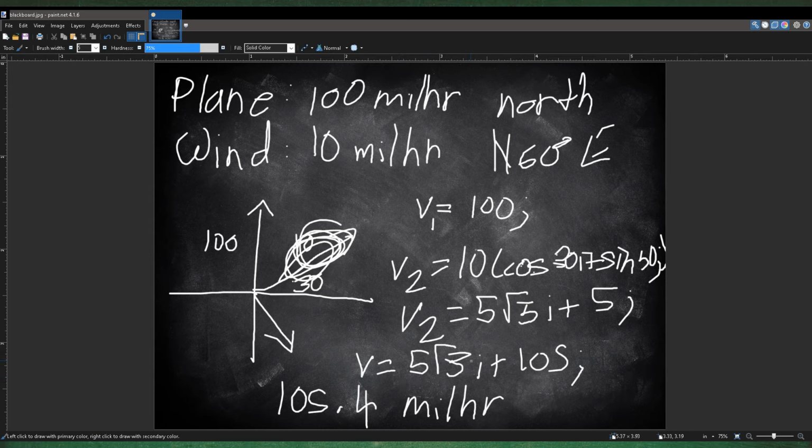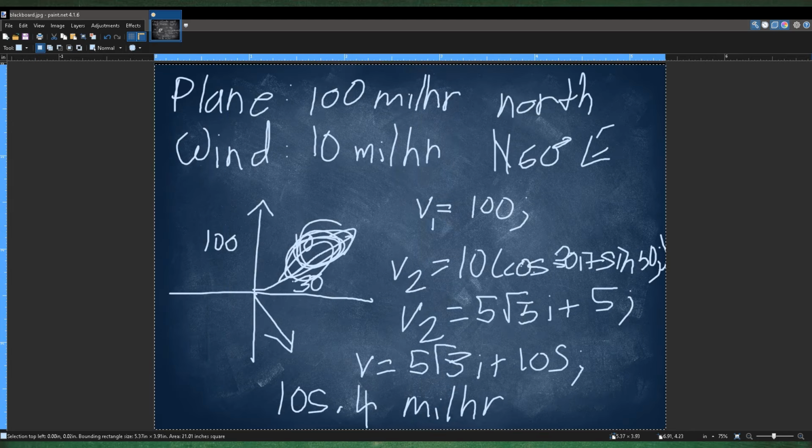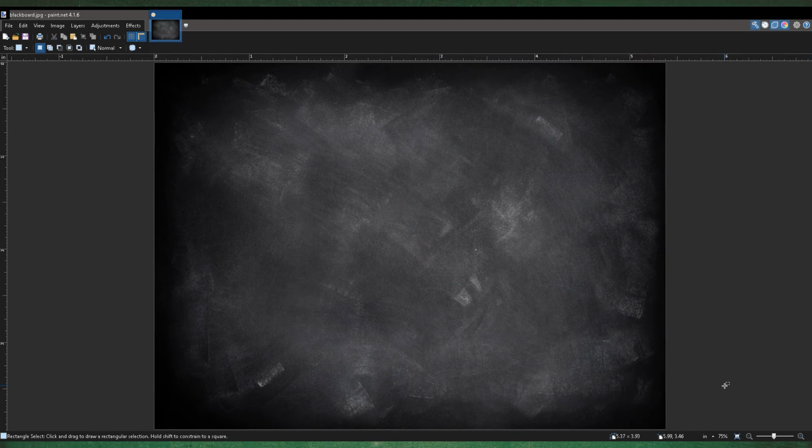So what you do is find the vector of the plane, then find the vector of the wind, add those vectors together, and then find the magnitude of that vector, which gets you the overall speed. That basically covers velocity vectors. So overall, that covers the general idea for force vectors and velocity vectors.